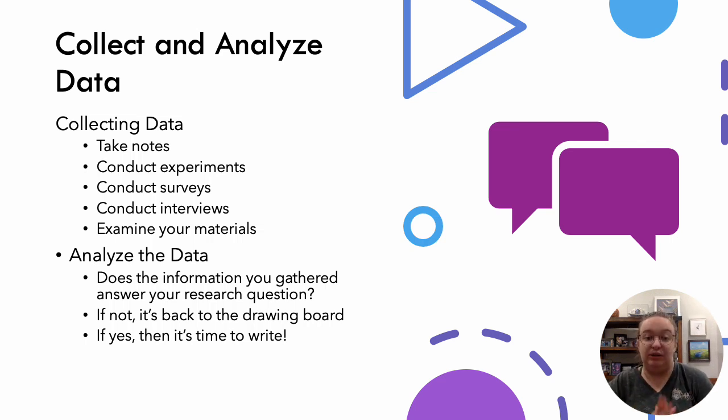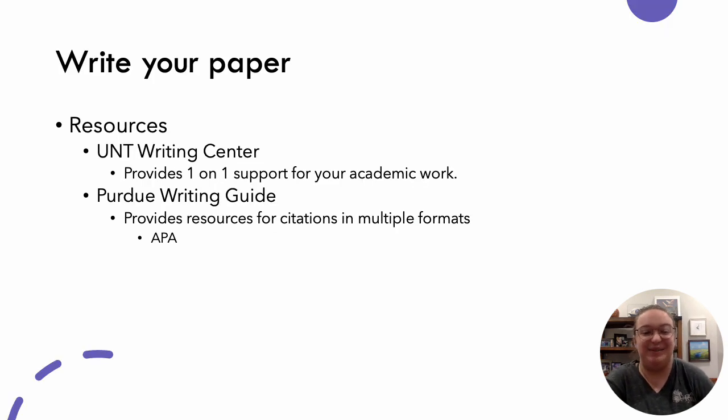So you go back, you look, and you ask, does that information you gathered answer your research question? If it's not, go back to the drawing board and you start the process again, or you talk about why this didn't work, what your theory is around why this wasn't successful. And then you write, and this is kind of the main part of it, right? So this is the main part. Now you write your paper.